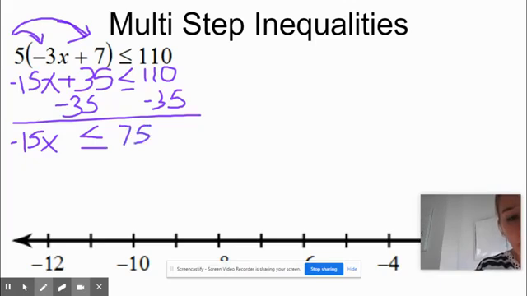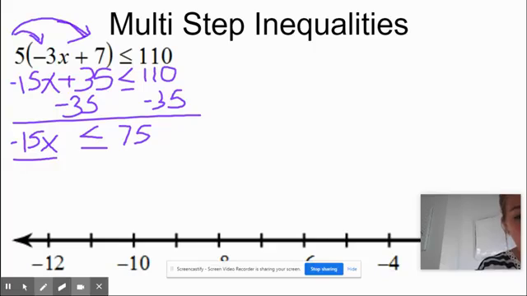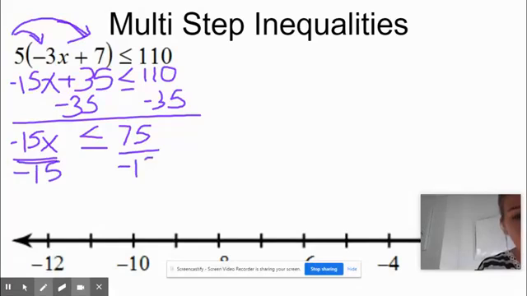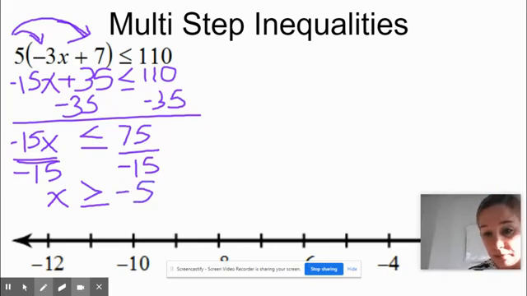Okay, last step. I'm going to divide by -15 on both sides. Oh, I just divided by a negative on both sides. That means something special's happening. So we have x. Oh, flip that inequality. We divided by a -15. You have to flip the inequality. And then 75 divided by -15 is -5.